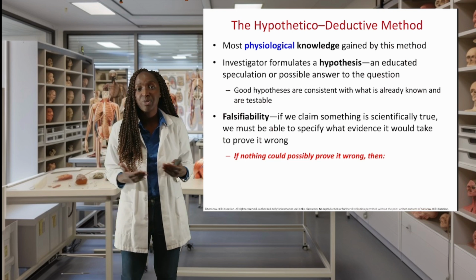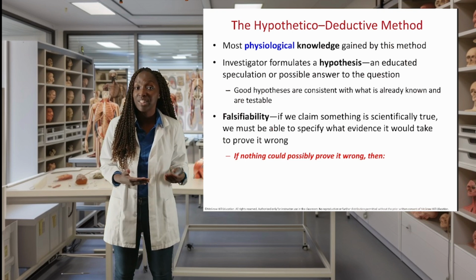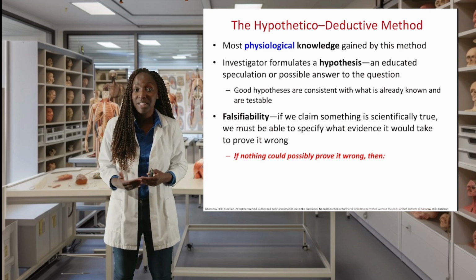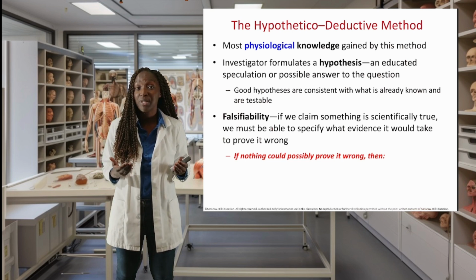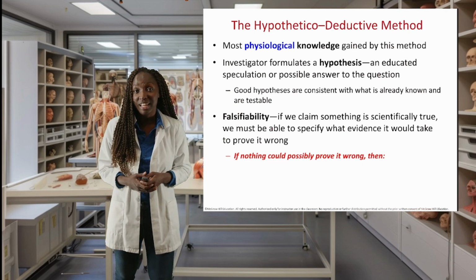Now, if we go through this process and we want to claim that something is scientifically true, we must be able to specify what evidence it would take to prove it wrong. If we cannot prove something wrong, then it is not scientific fact.